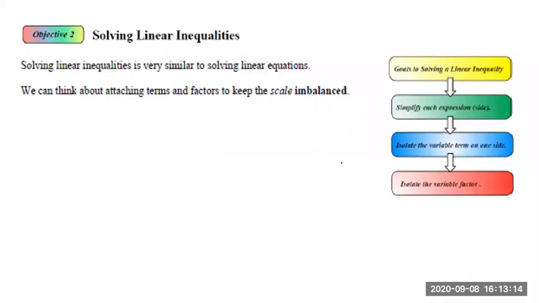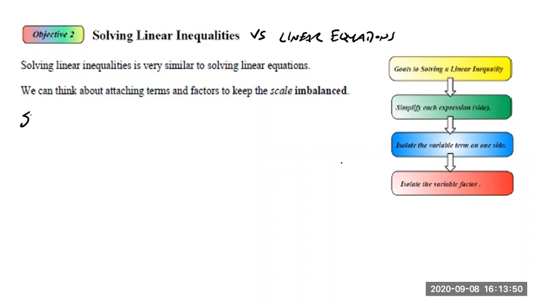All right, so when we're solving linear inequalities, linear inequalities again are just things that are not equal, right? But this is going to be really close to solving linear equations. So the same kind of concepts are going to be used. Solving linear inequalities is very similar to solving linear equations. We can think about attaching terms and factors to keep the scale imbalanced. So let me talk about that.